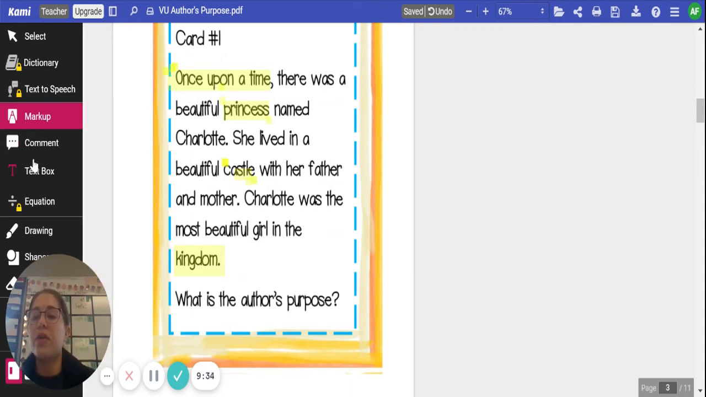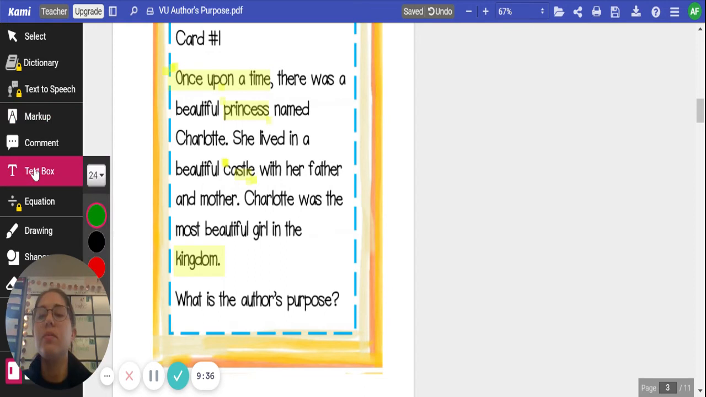So when we think about the author's purpose, are they informing us? Is this author informing us about princesses or castles? Not really, right? They're just telling us a story. Okay, so let's think about persuade. Are they persuading us that Charlotte is the most beautiful princess? No. Are they persuading us that she lives in a kingdom? Not really. Okay. So what about entertain? Is this just a good story that we like to read?